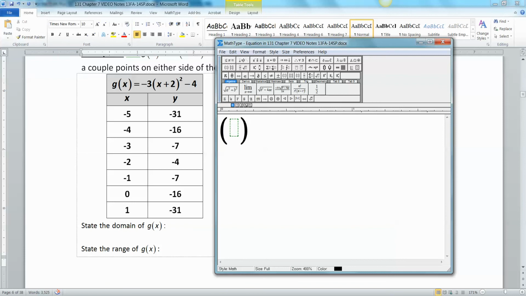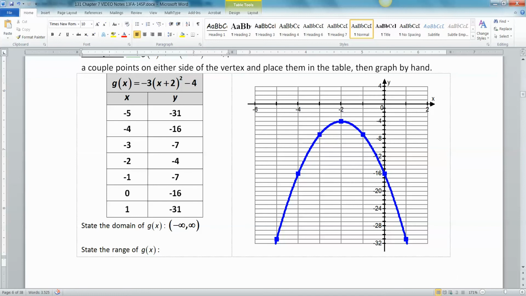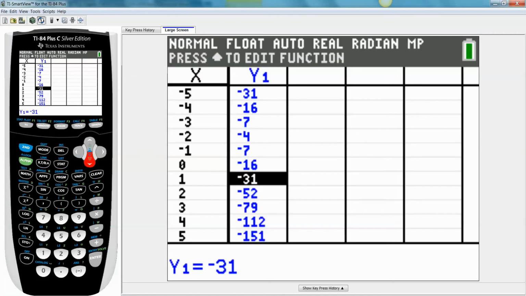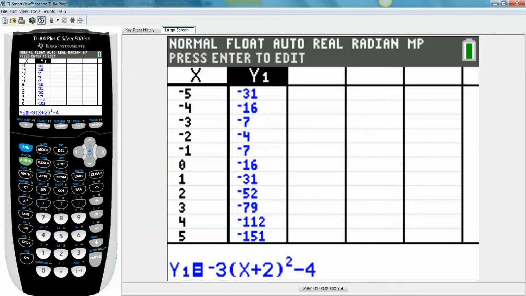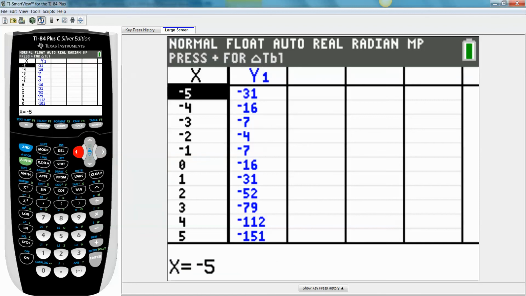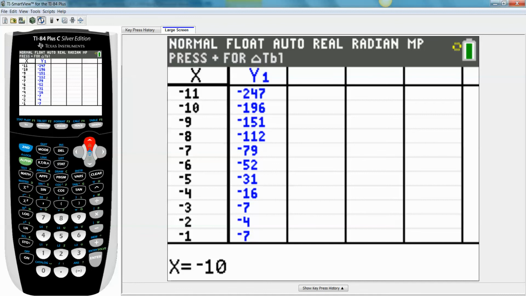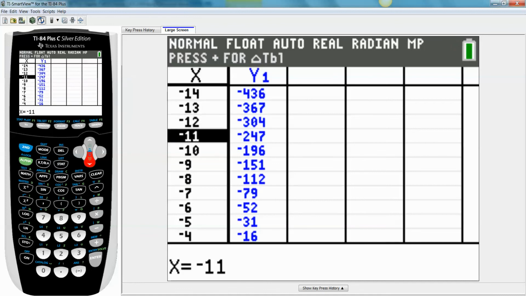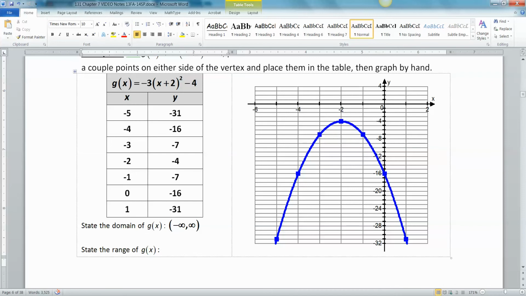Well, that's -infinity to infinity because the graph never stops going left and right. It goes forever to the left, forever to the right. You can see it in the table when you graph it because it just keeps going and going forever. It's never stopping, right? So it goes forever to the left, forever to the right, so -infinity to infinity.